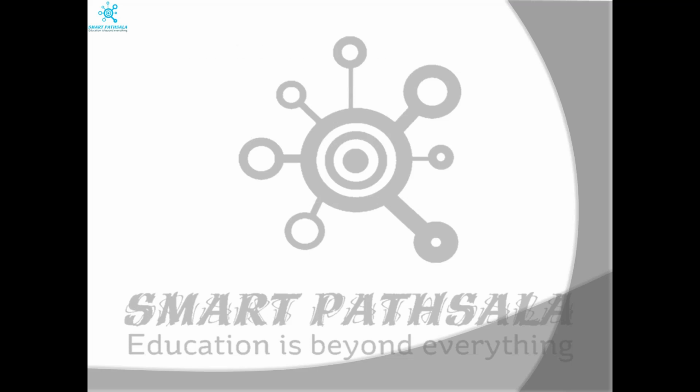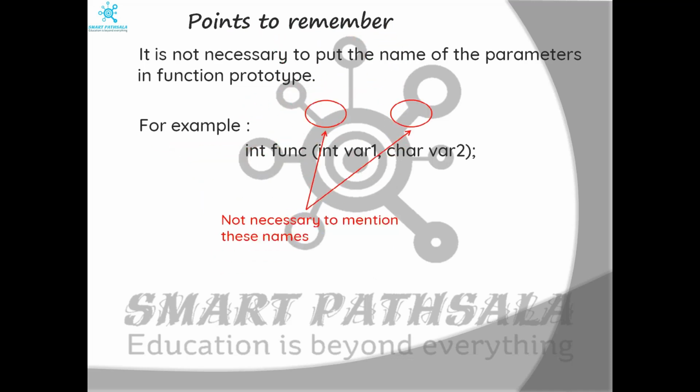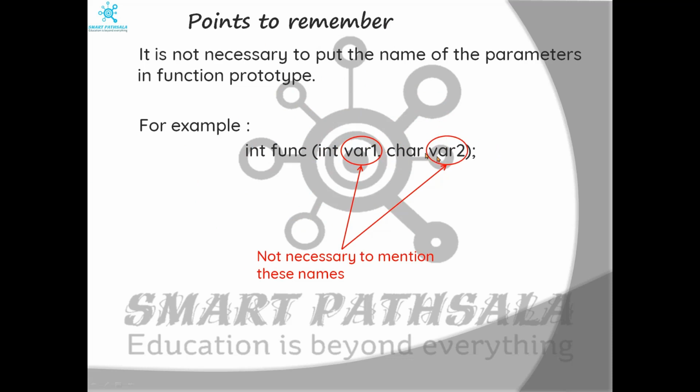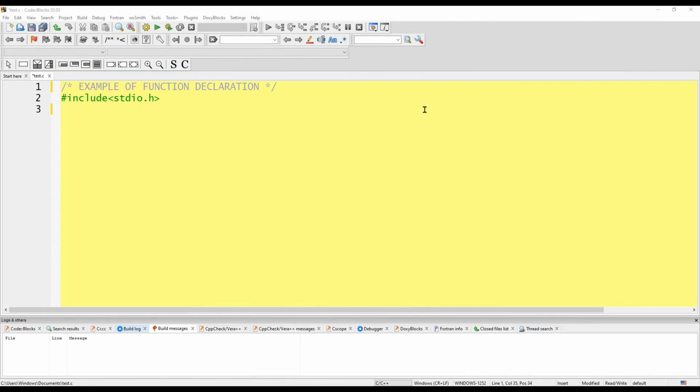Now we need to remember a few more points. It is not necessary to put the name of the parameter in the function prototype. For example, if we write int func(int var1, char var2), here var1 and var2 are the names of the two parameters. We don't need to write var1 and var2, but it is not an issue if we write them. So it is not necessary to write the name of the parameters in a function declaration, but just keep this point in mind, that it is necessary to write the name of the parameters while defining the function. Now let us see an example of function declaration.